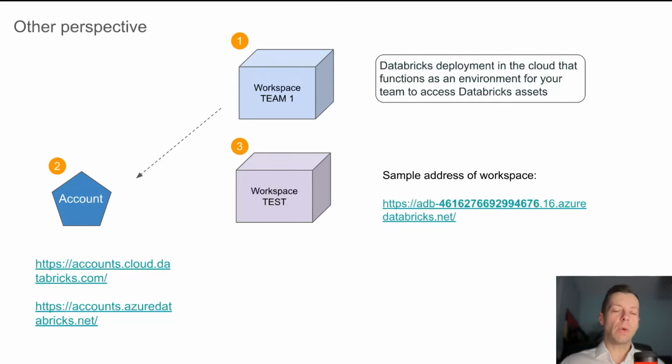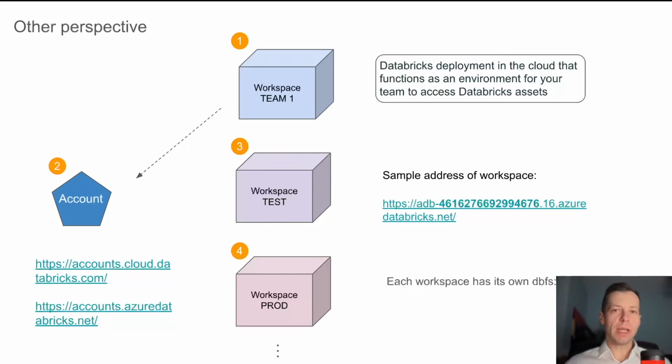In the case of the workspaces, we will get a URL with those bold numbers. This is the workspace ID. And what is also important, each of our workspaces will get a kind of local storage starting with DBFS. This is not so much for production use, but it can come in handy. And we can have as many workspaces as we want.